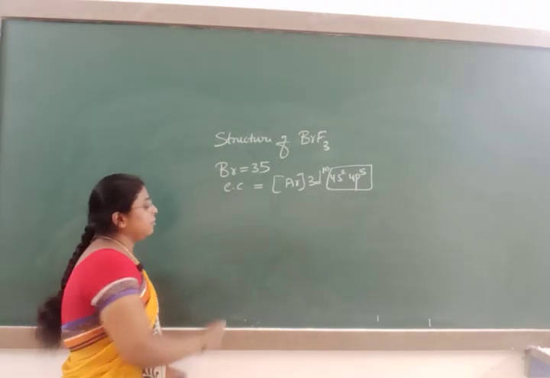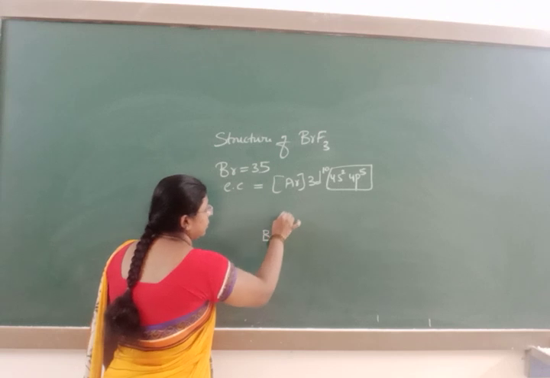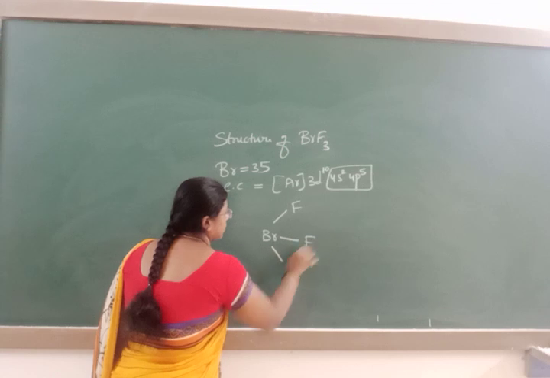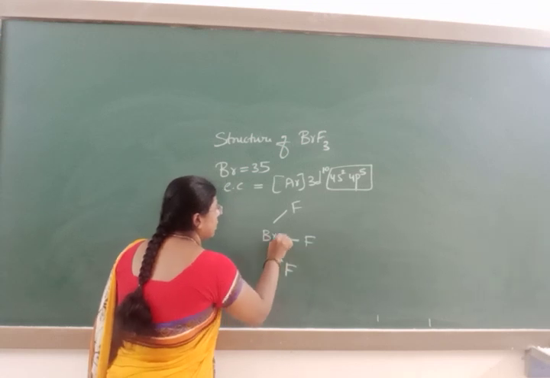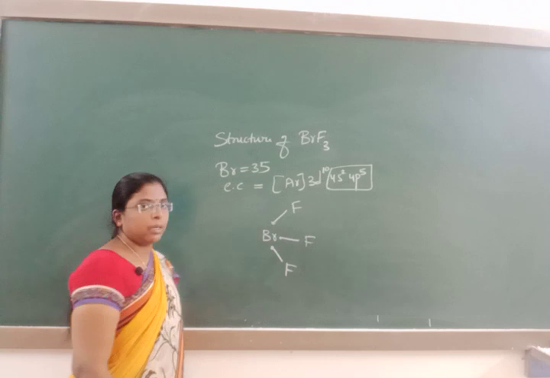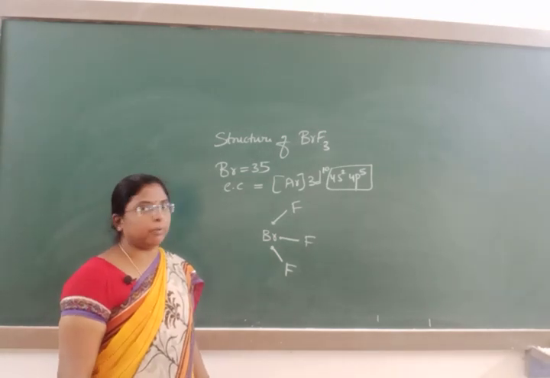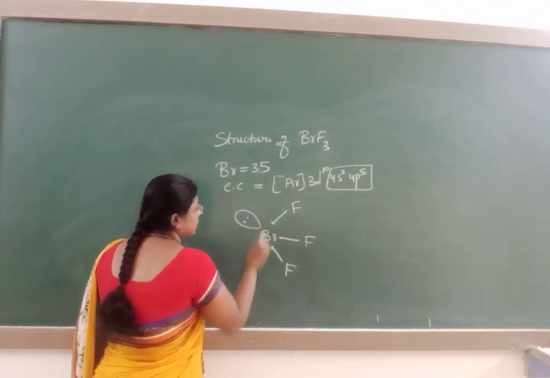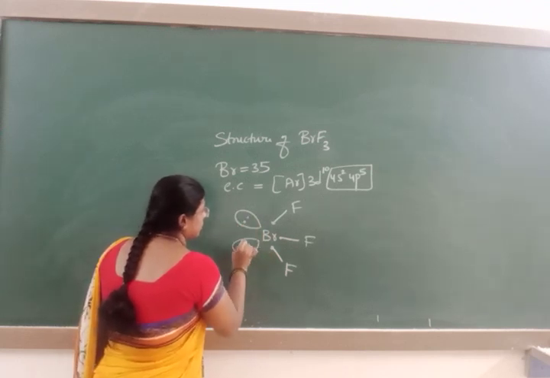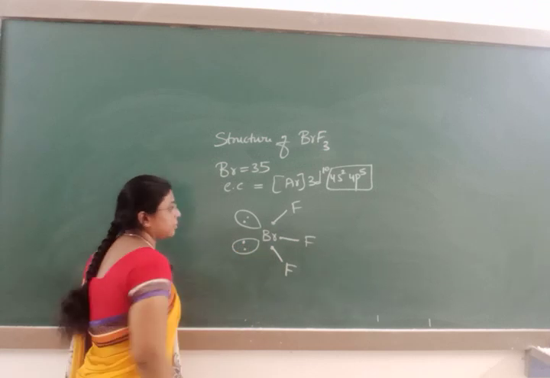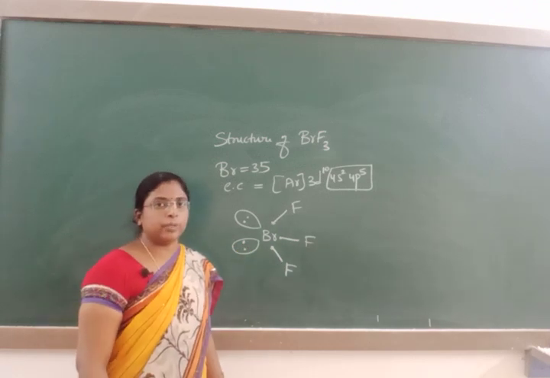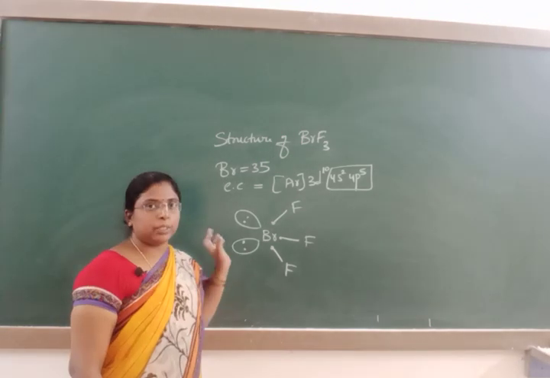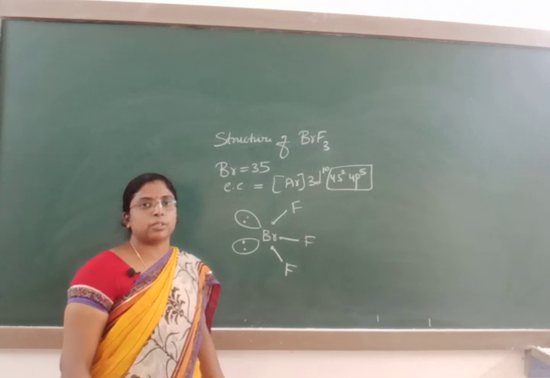Bromine will use 3 electrons in the bond formation with the 3 fluorine atoms. 3 electrons are involved in bond pairs, and of the remaining 4 electrons, it will form 2 lone pairs of electrons. But according to VSEPR theory, here BrF3 should be a trigonal bipyramidal structure.